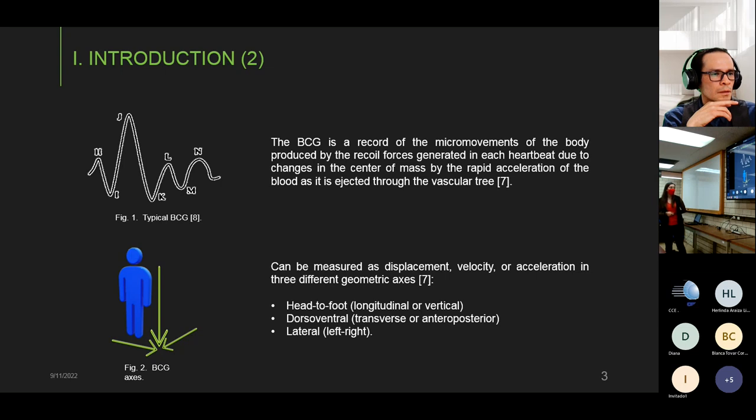Head to foot if it's measured in the longitudinal or vertical axis. Dorsoventral if it's measured in the transverse or anteroposterior axis, and lateral if it's measured from left to right.